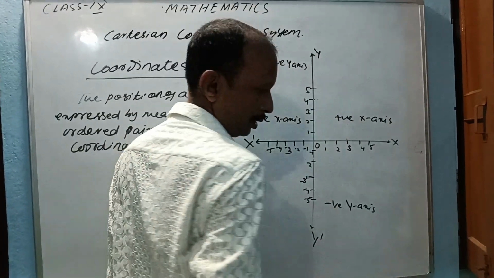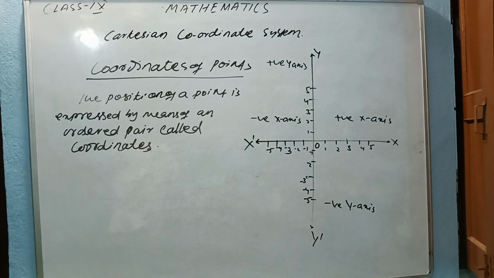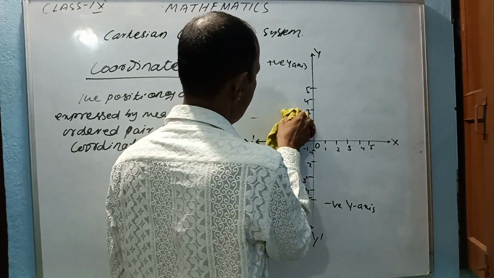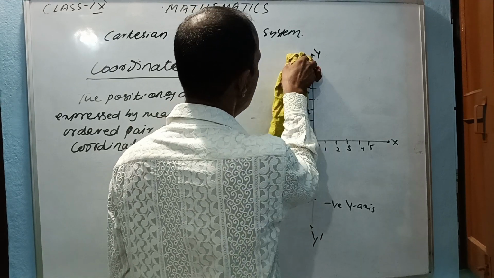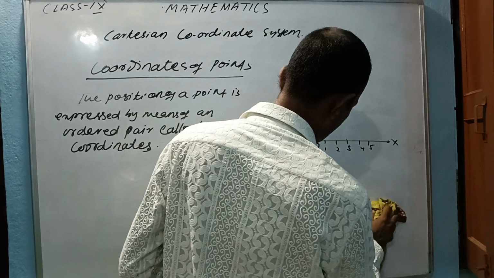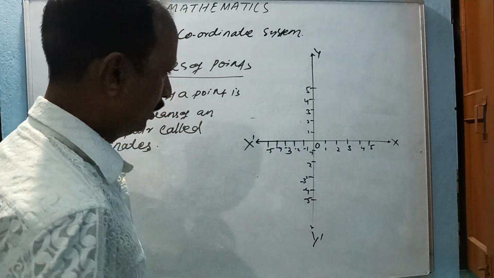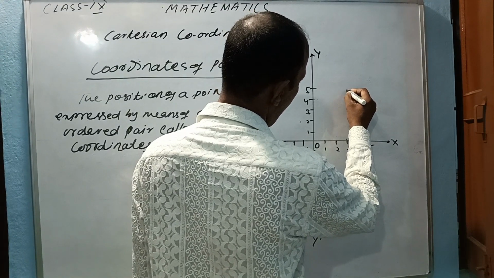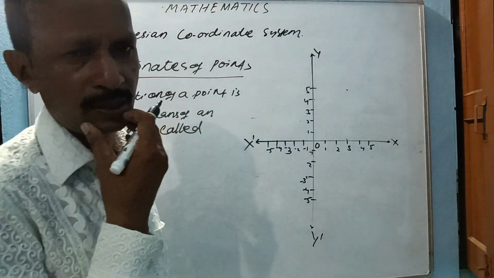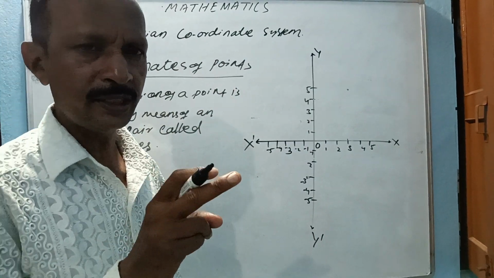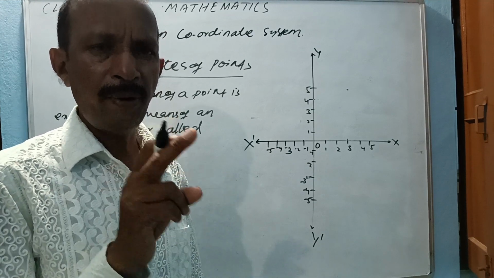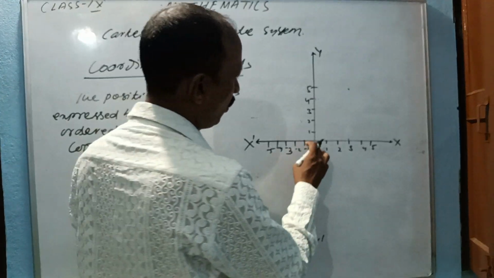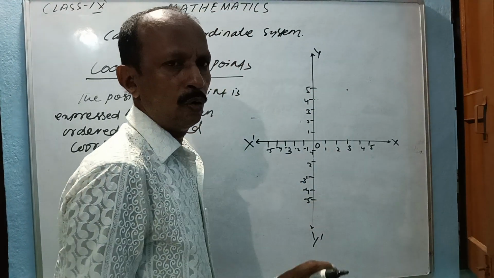Suppose here is a point. So this is the positive, this is the negative x-axis, this is the positive y-axis, this is the negative y-axis. Okay, let us see. Suppose one point is here. I want to describe its position. That means I have to express it by means of a pair of numbers. One number we say x coordinate, another number we say y coordinate.